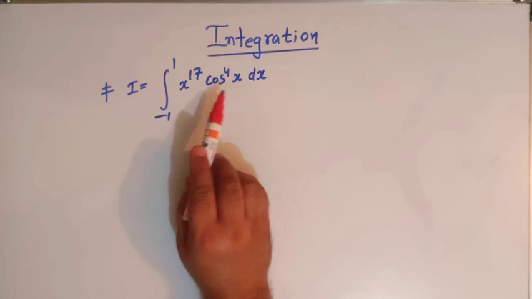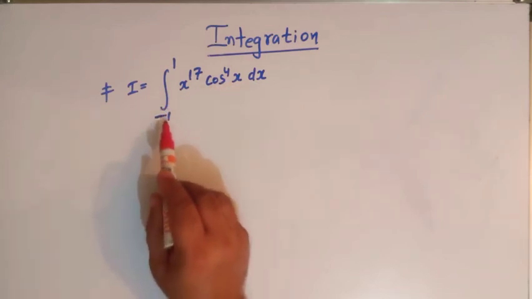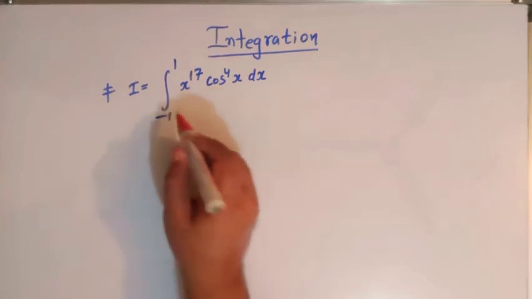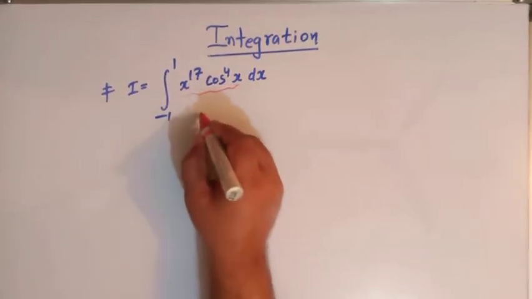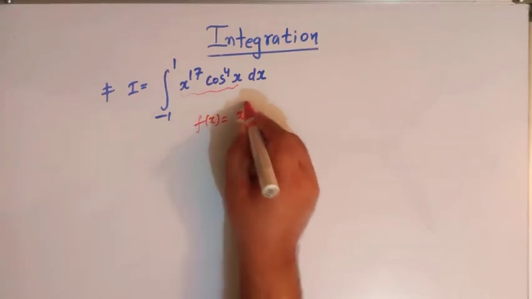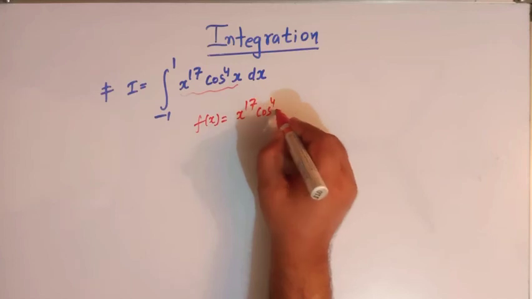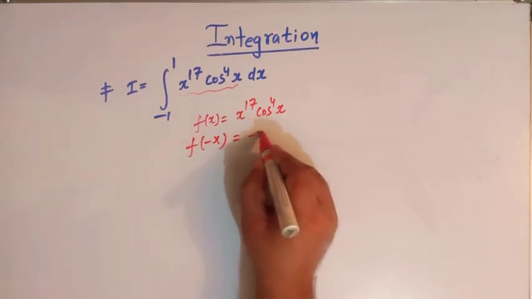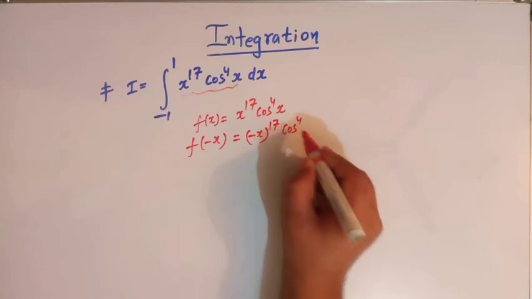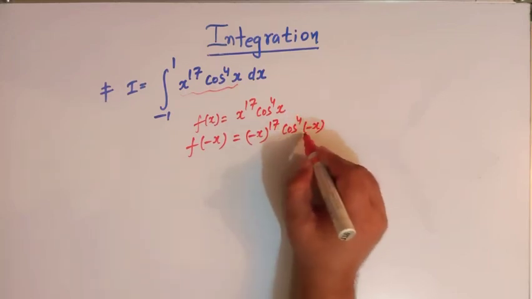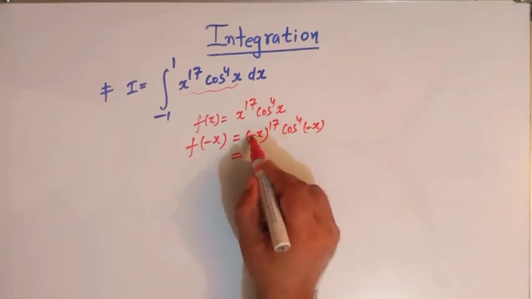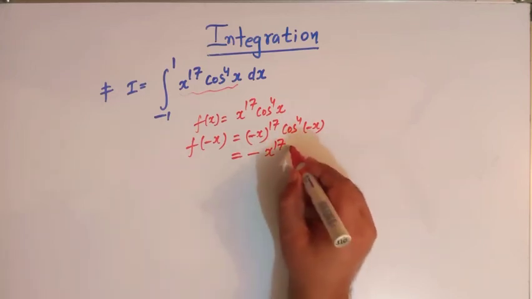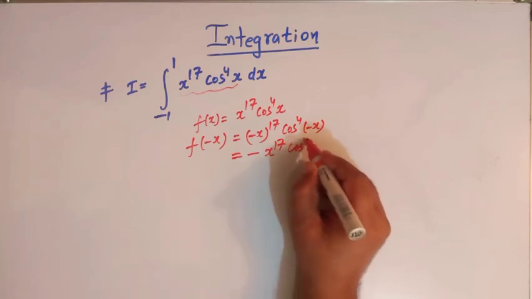Now let us take this problem. Here we have a definite integral from minus 1 to 1 of x raised to 17 cos x raised to 4 dx. Now here we see that this is the function, say f of x, x raised to 17 cos raised to 4x. If we now replace x by minus x, we see that this is minus x raised to 17, and cos of minus x raised to 4. Minus 1 raised to 17 is minus, so this is minus x raised to 17, and this is plus cos x raised to 4.